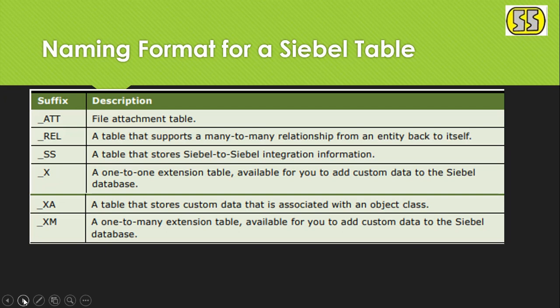Now there is the relation table, underscore rel. Okay, there are underscore ss tables. Okay, the main important ones are underscore x, underscore xm. These are widely used and we need to understand what is this underscore x, underscore xm and underscore xa. Okay, so I'll explain this with an example from Excel. So let's understand what is this underscore x, underscore xm and underscore xa.